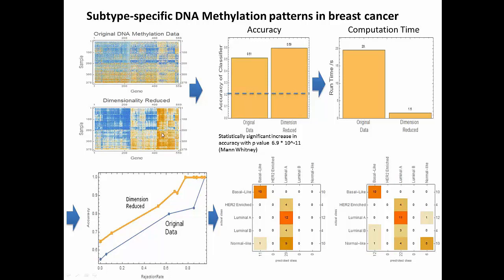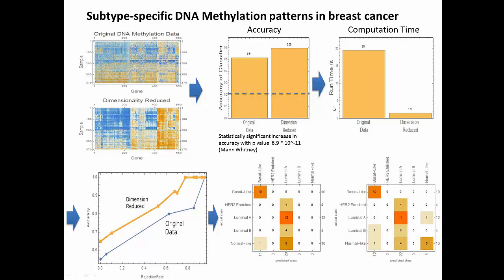And I do the same thing. I make a reduced dimension version of the data, and then I build a classifier to see if I can find subtype-specific patterns of DNA methylation. So I'm getting the same kind of results here. On the original data, I can predict the subtype of breast cancer from the DNA methylation profile with about 51% accuracy, and this is improved to about 59% on the reduced dimension data set. Again, this is a small but real difference. There's a very small p-value on a Mann-Whitney test of this.